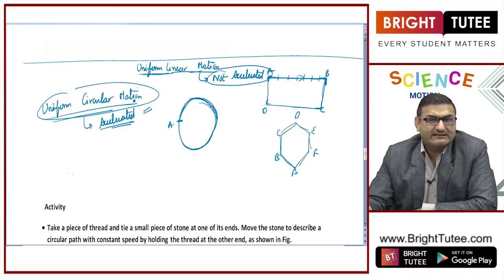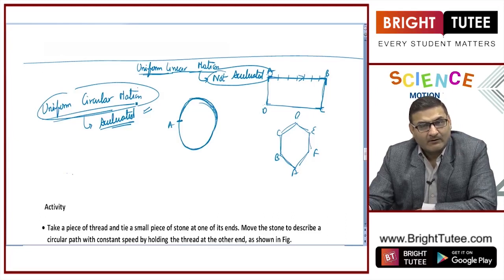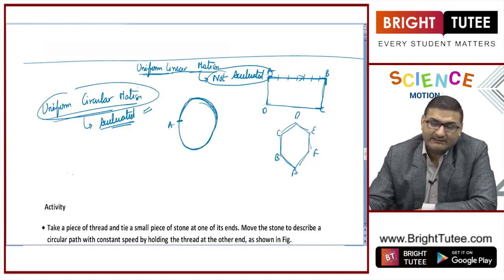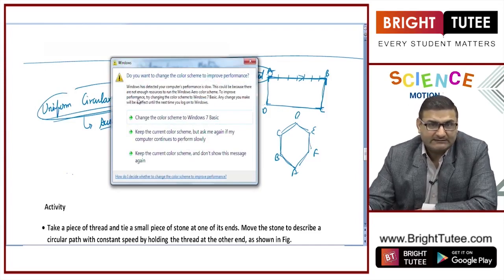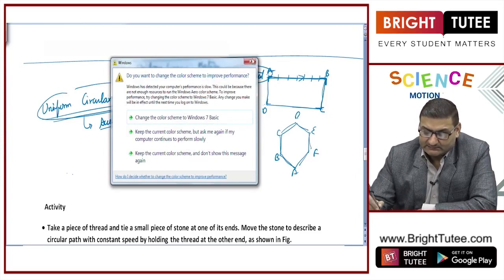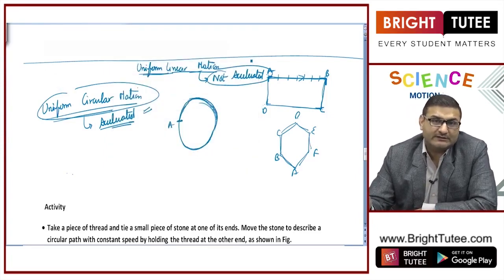In our houses, we see that clock, the minute and the second and the hour hands of the clock, even they are showing the uniform circular motion. Or in a circular path or a circular track, if an athlete is running covering equal distances in equal intervals of time, he is also exhibiting a uniform circular motion. Got it? Fine. So, these are a few examples of uniform circular motion.